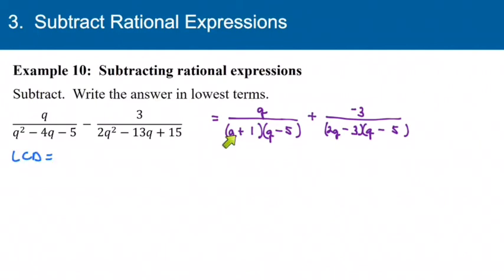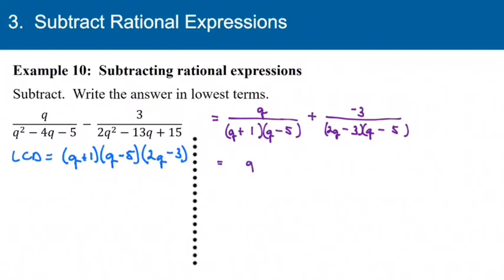Okay, now we'll build our common denominator. We need a q plus 1. We need a q minus 5. So we have q minus 5 here and here, so we need 1 in our common denominator. And we need a 2q minus 3. So now we have these three factors. Remember, I promised you your common denominators will never have more than 3 factors. So we feel like we're on track here.